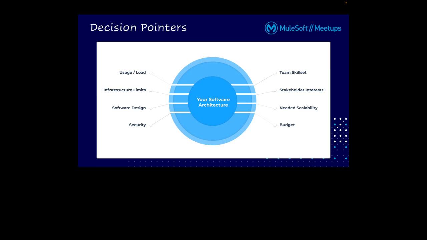Now you also need to consider the team skill set. I already gave this example: if your team is already trained in React, you will pitch for React. You won't go for Angular unless it's a mandate from the client. Then there are stakeholder interests. If you're building an architecture, you have to take the approval.